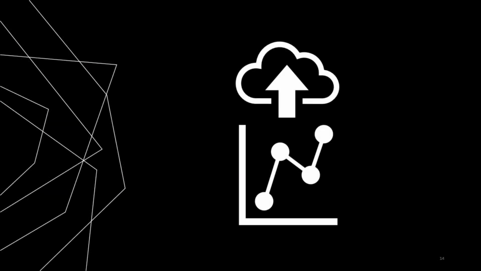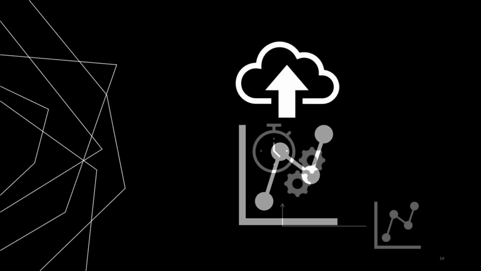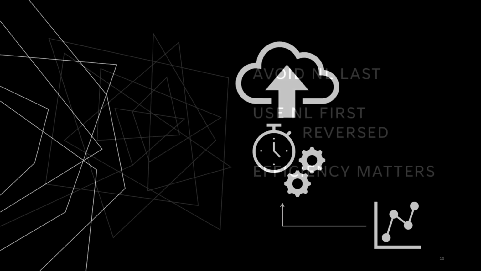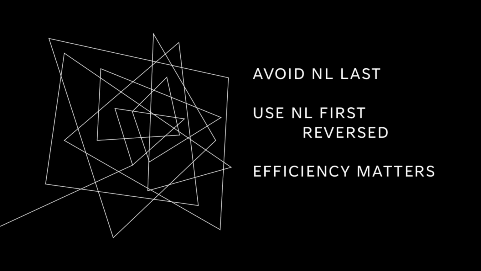As more and more data moves to the cloud, data efficiency is vital. We should always be thinking about what is the smallest amount of data I can pass through the cloud to get the right answer. Hopefully this illustrates why you should avoid using NL last at all costs, and rather use NL first with a reverse sort. Since you can get the same answer either way, it's highly recommended to use the most efficient option of the two.